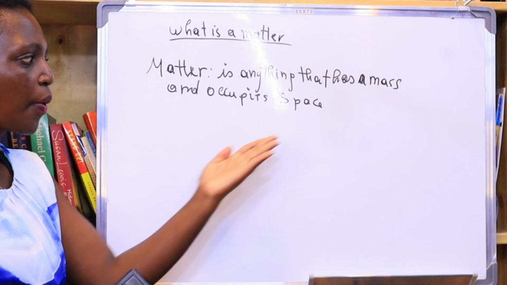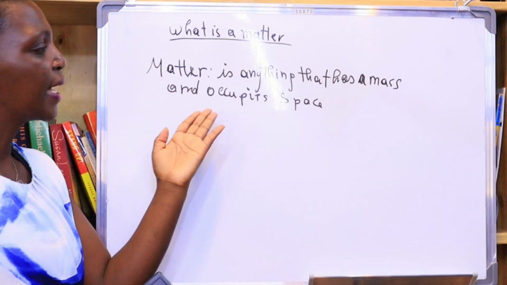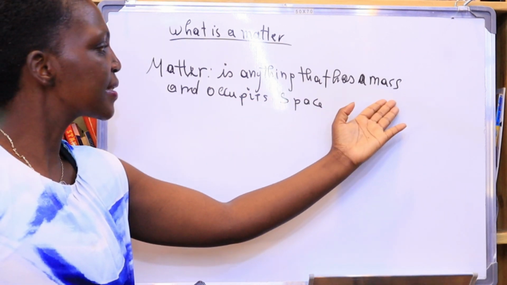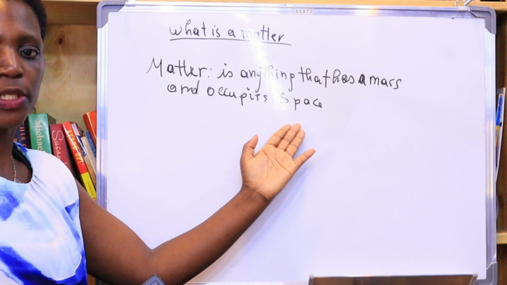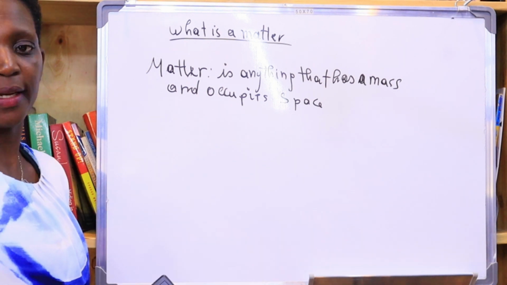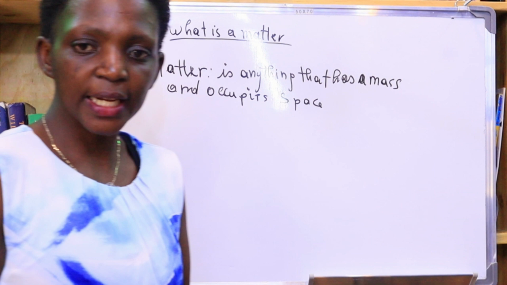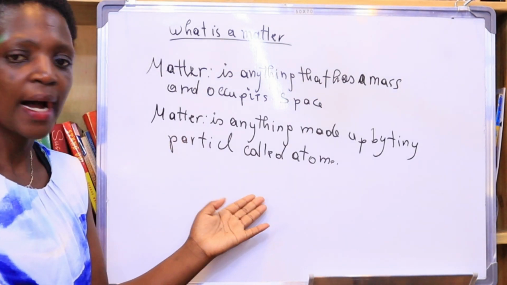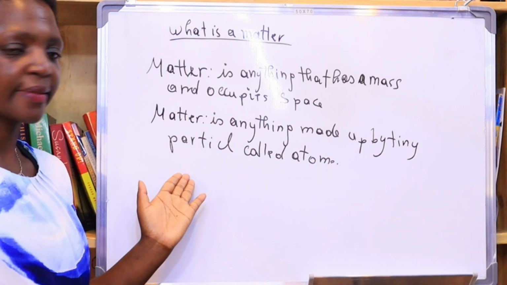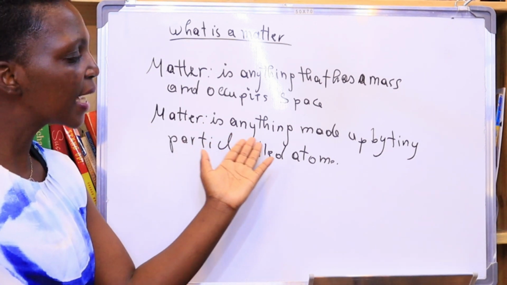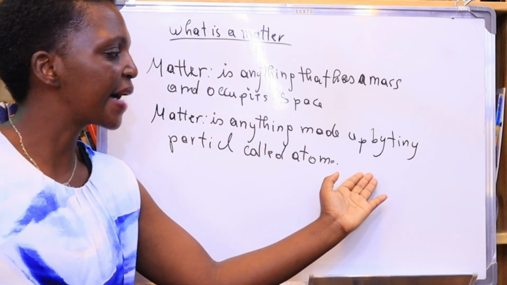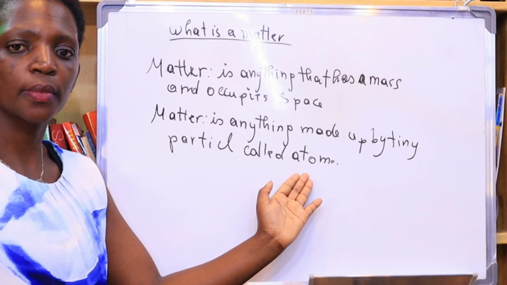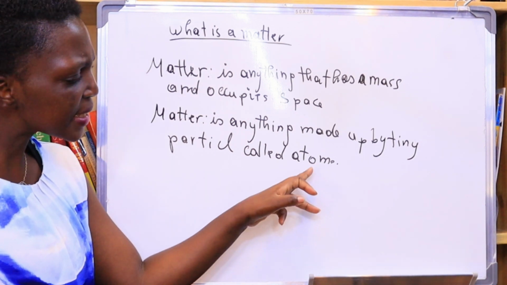Here our definition tells us that matter is anything that has mass and occupies space. This is matter. We have a second definition. Here, our second definition tells us matter is anything made up of tiny particles called atoms. And here you can ask, what is an atom?